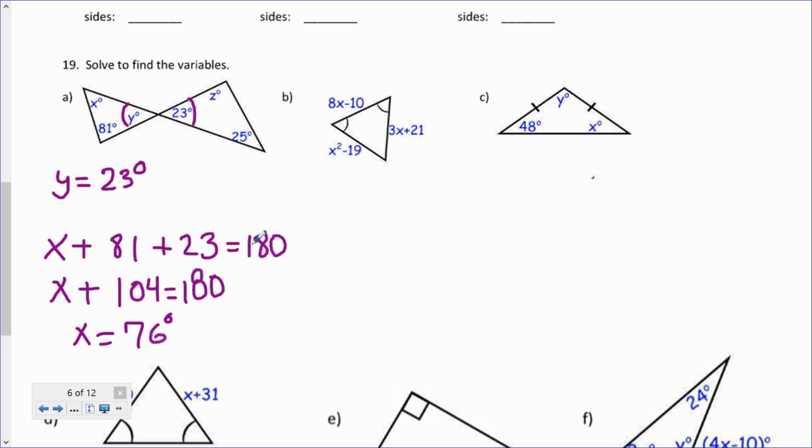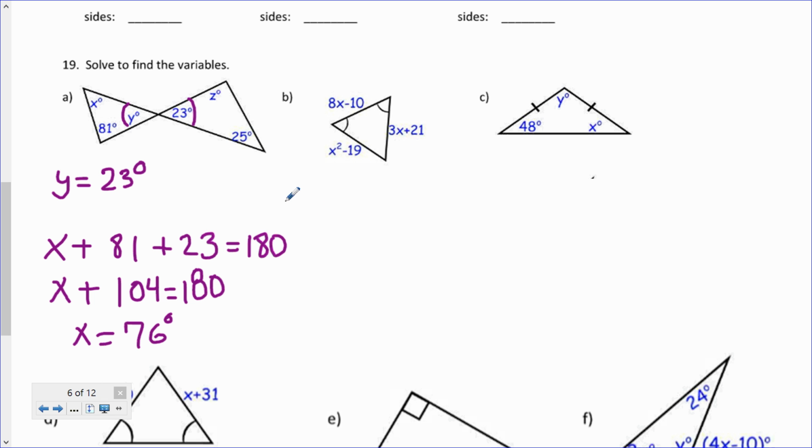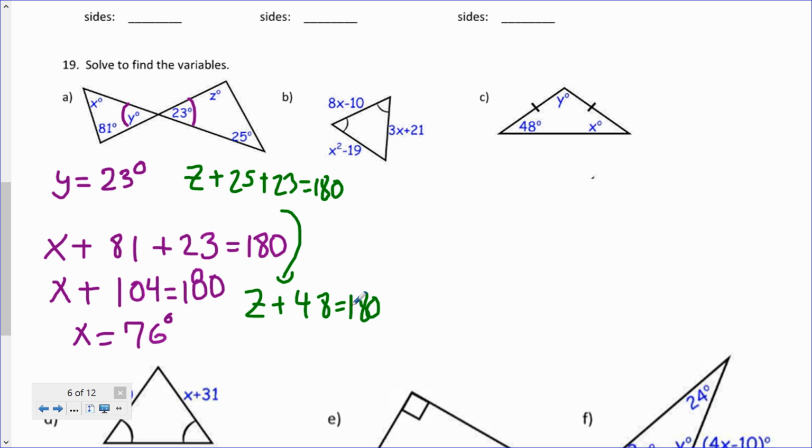To find z, you're basically going to do the same thing. You just use 23 degrees and 25 degrees. So the equation will be z plus 25 plus 23 equals 180. So then you get z plus 48 equals 180. Subtract 48 from both sides, and you get the angle measurement for z, which is 132.